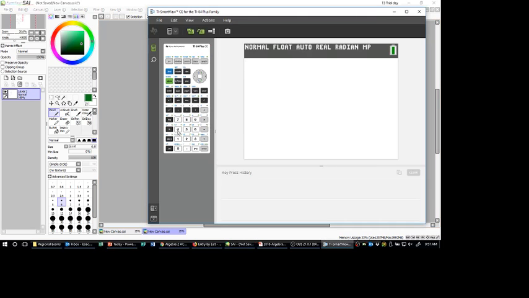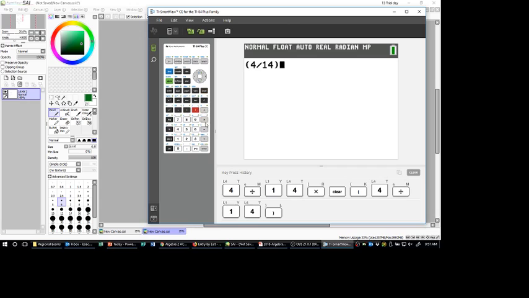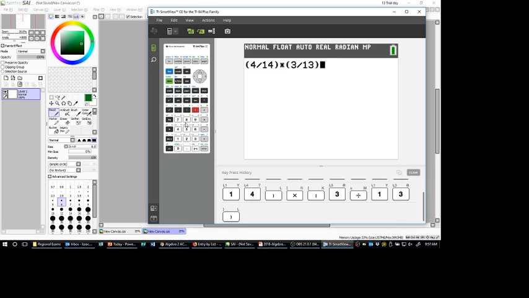Let's use our calculator for that, because we're going to have to simplify it anyway. 4 14ths times 3 13ths. Notice I went back and added some parentheses there to make sure it follows order of operations correctly. So if we rounded, that's about a 7% chance.